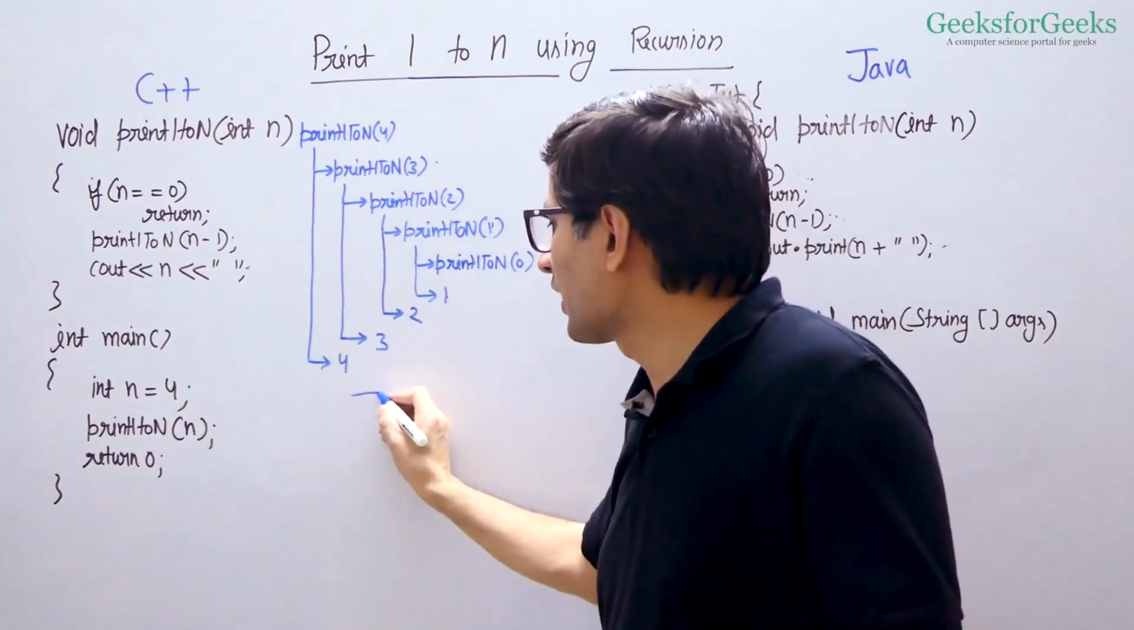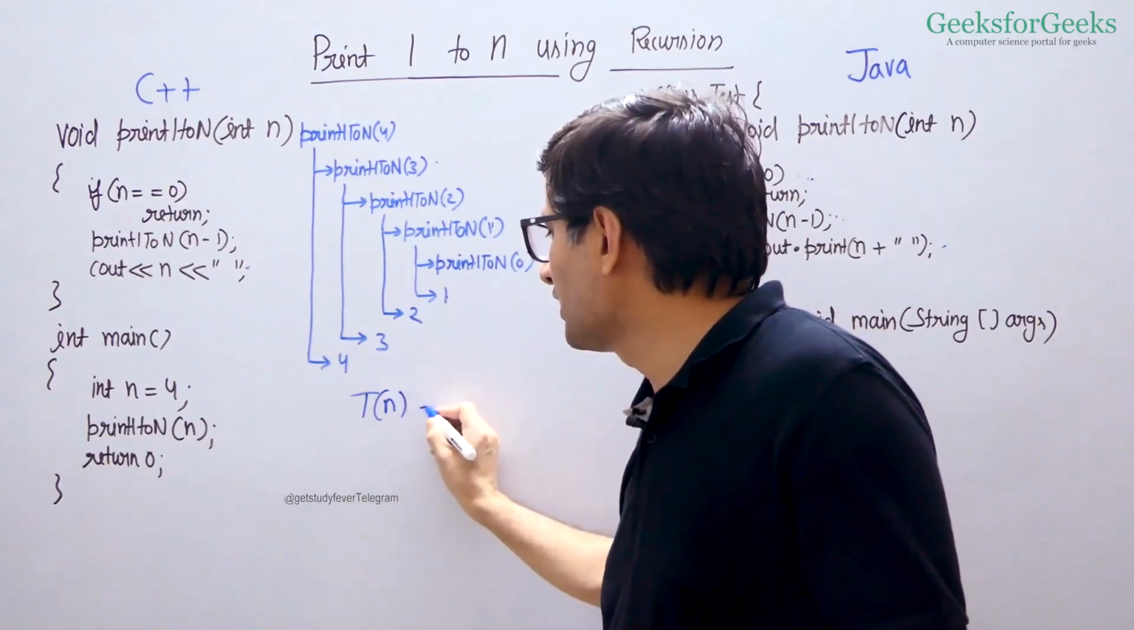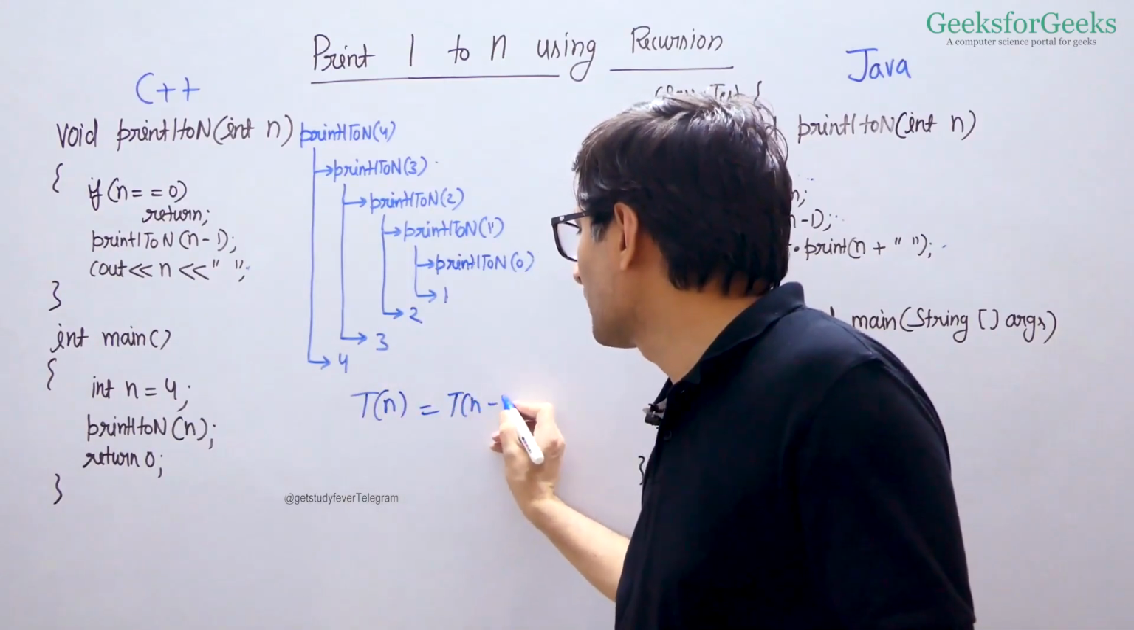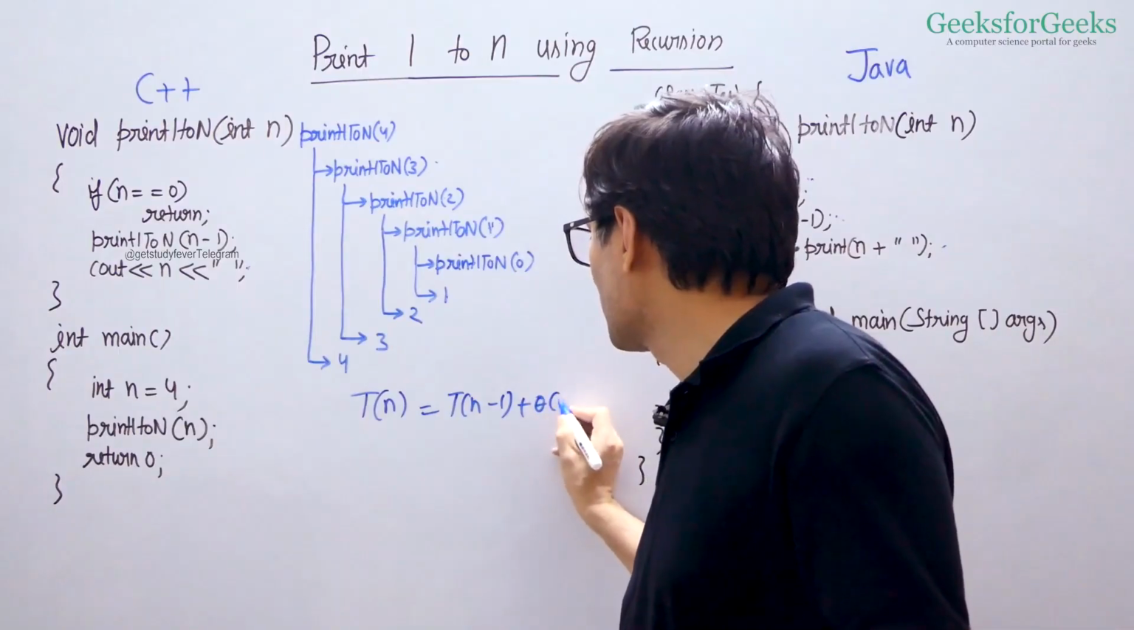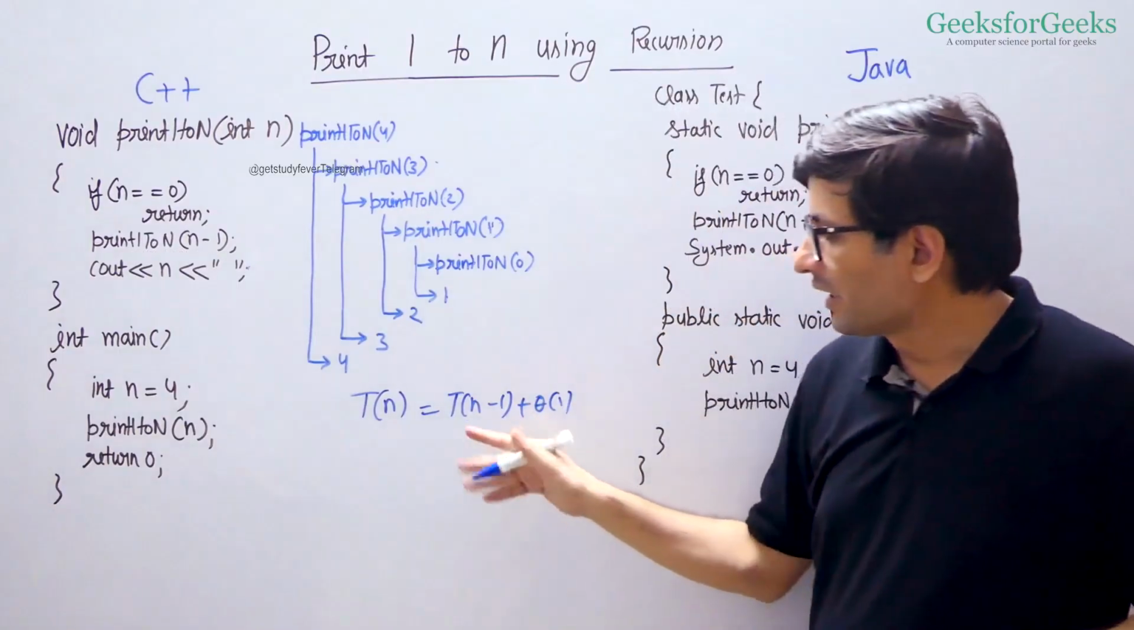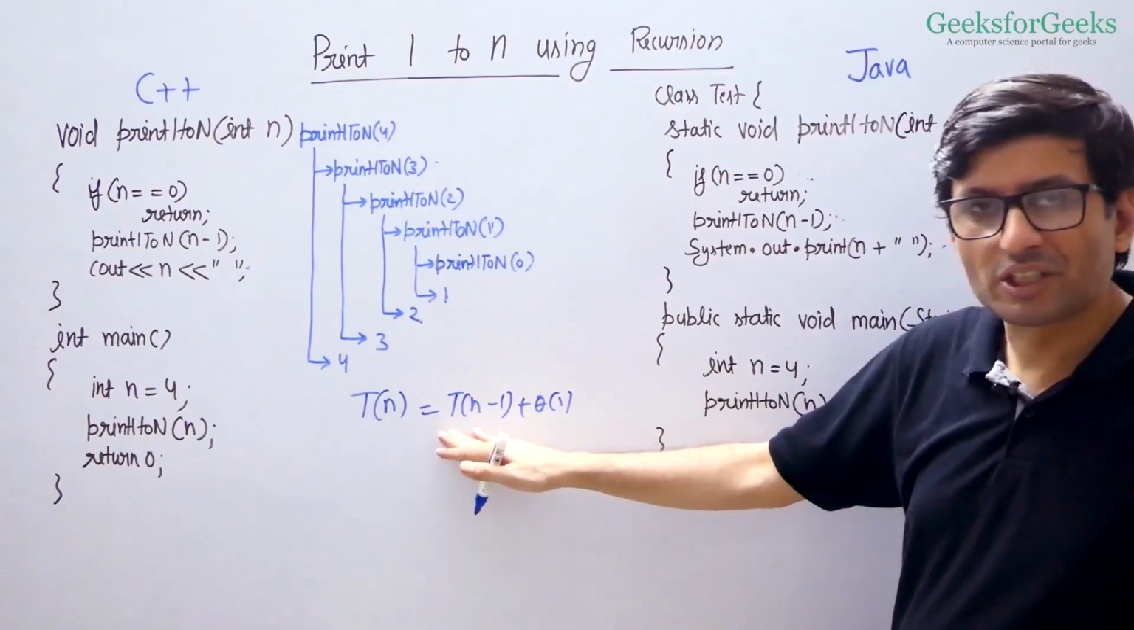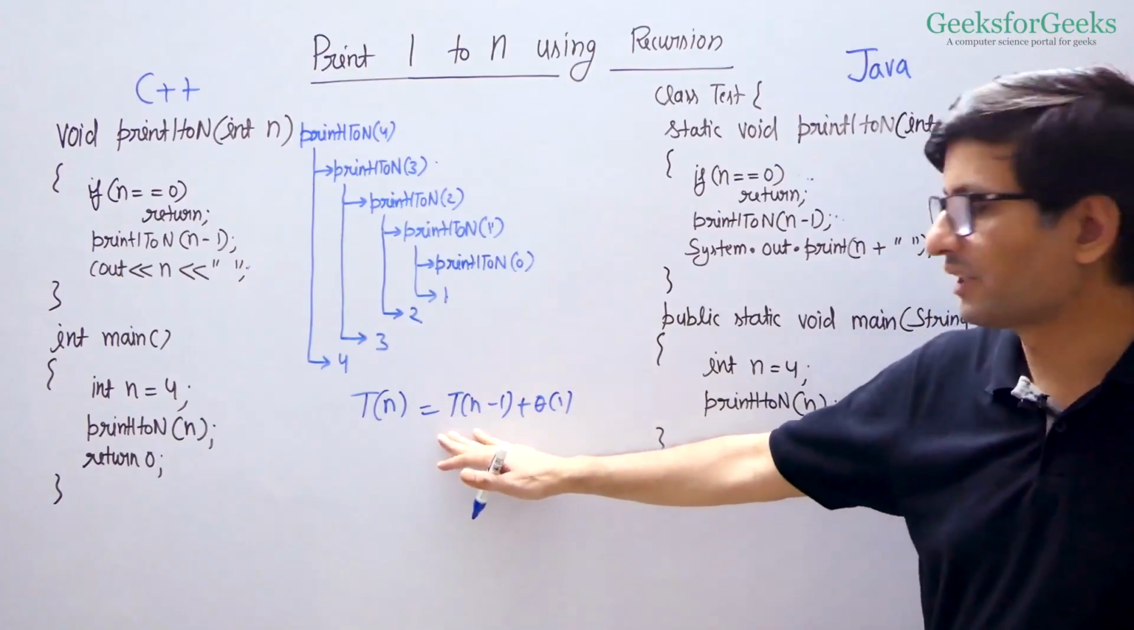You can also write this recurrence as T(n) equal to T(n minus 1) plus theta 1, constant work done by every recursive call. And if you solve this recurrence using recursion tree method, you will get theta n.